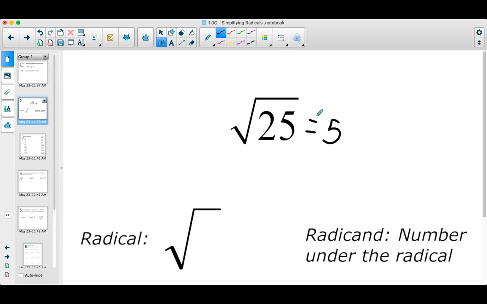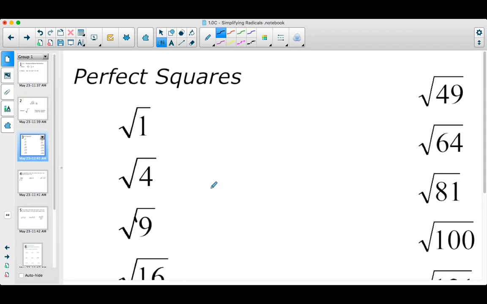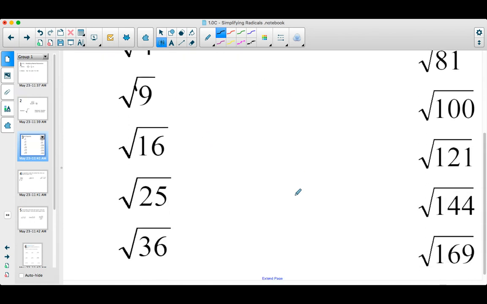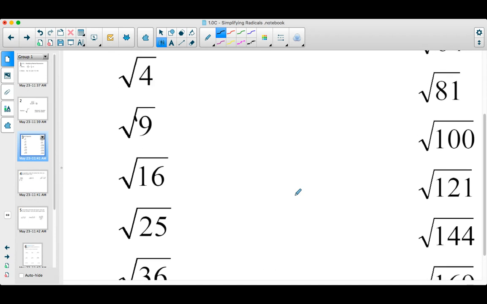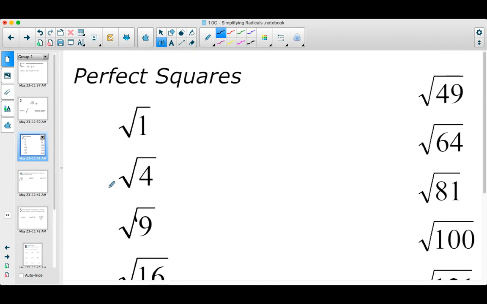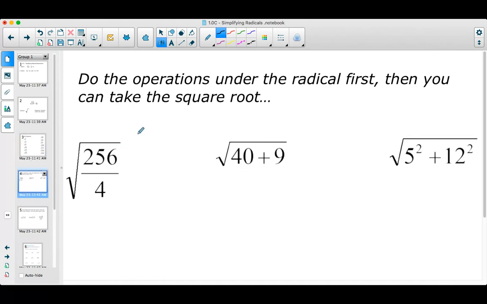I expect you guys to know that by now, because that is one of the perfect squares, which we have here, a list of them. All these are the perfect squares of numbers that you should probably know by now. So if you're looking through those, make sure you know all of them, just to be on the safe side. Radicals are really important and do a lot of things for us.